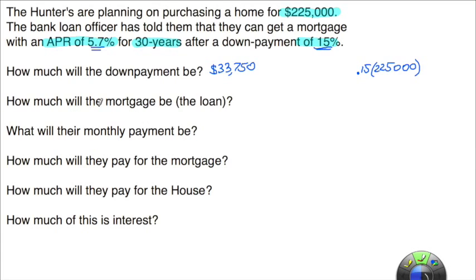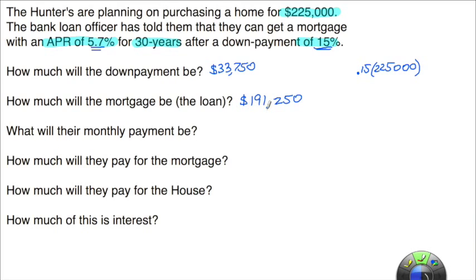Alright, then it asks how much will the mortgage be? In other words, how much are they going to be borrowing? Well, since they're making a down payment of $33,750, that's going to reduce the cost of the house because they're paying some of it up front. So that's just basically the subtraction of $225,000 and this $33,750 number. So the cost of the loan is going to be $191,250. Alright, so that's how much the mortgage is going to cost, not how much the house is going to cost, just the mortgage.